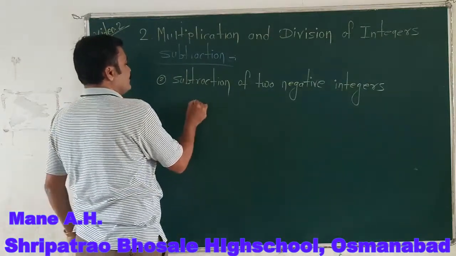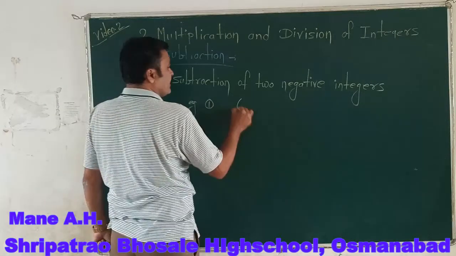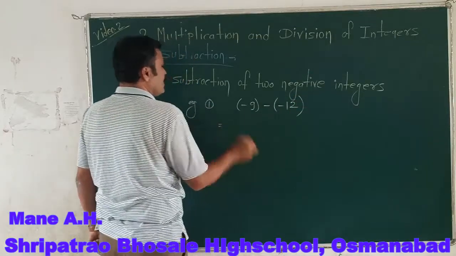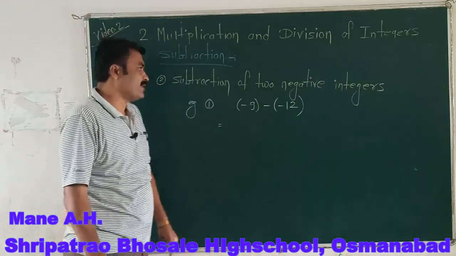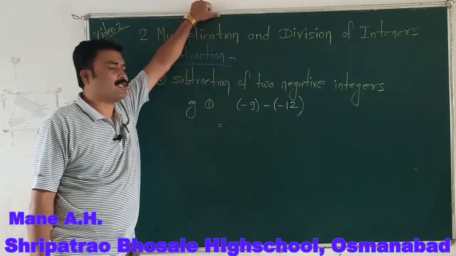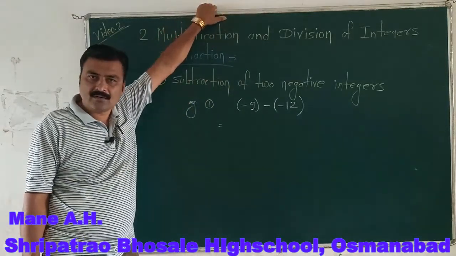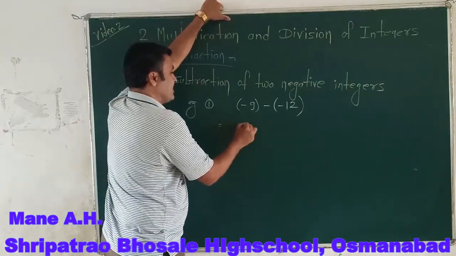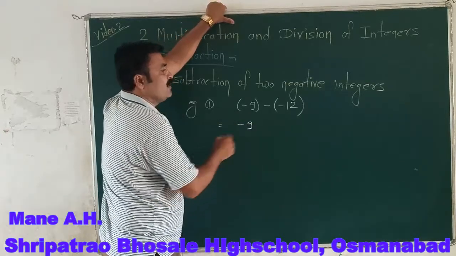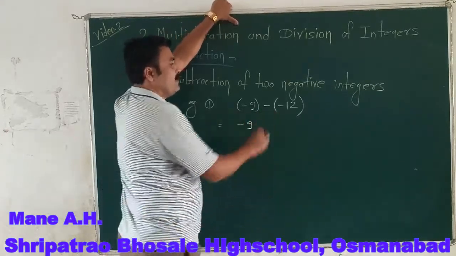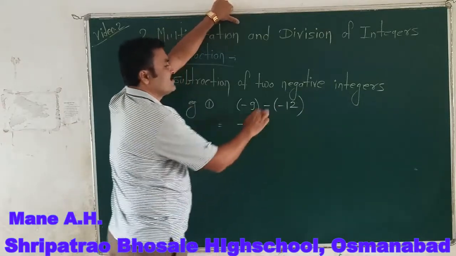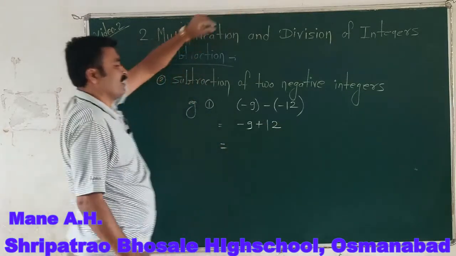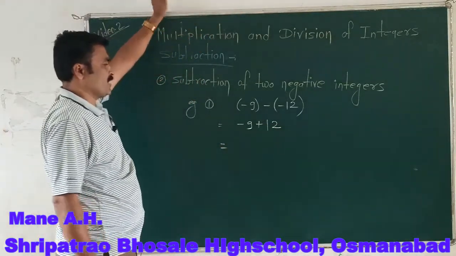So I want to take the first example in front of you, that is minus 9 minus, in bracket, minus 12. While giving an example in this second condition, both negative integers always come in brackets. So we just remove the bracket signs. The minus sign we write as it is after removing the bracket. While removing the second bracket, minus minus we get plus there. So minus 12 is converted into plus 12. This is a direct method of subtraction.